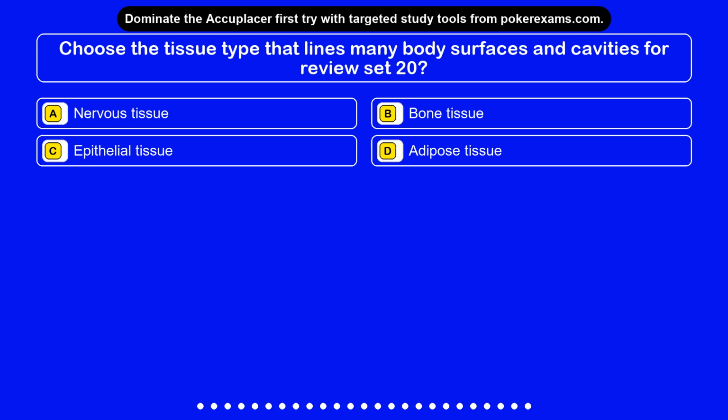Question 24. Choose the tissue type that lines many body surfaces and cavities for review set 20. Option A, nervous tissue. Option B, bone tissue. Option C, epithelial tissue. Option D, adipose tissue.